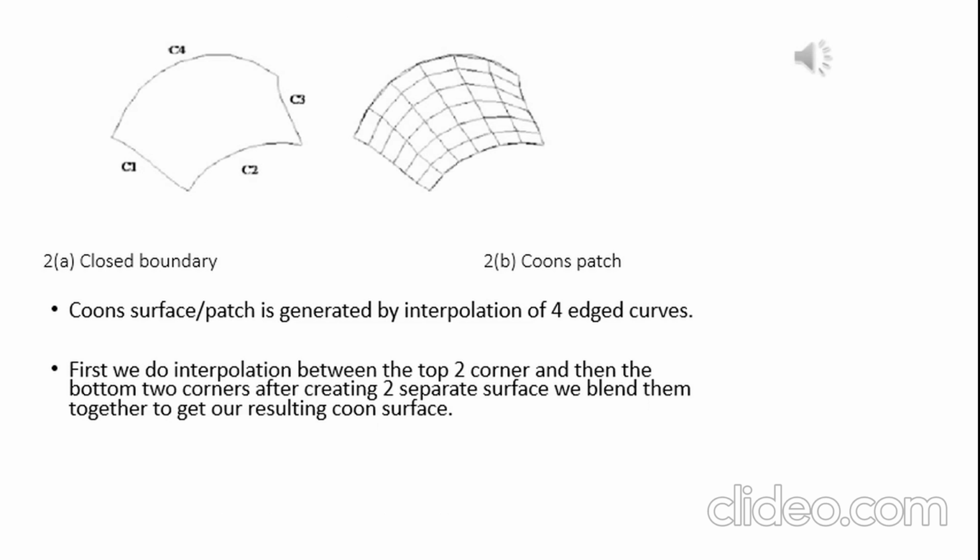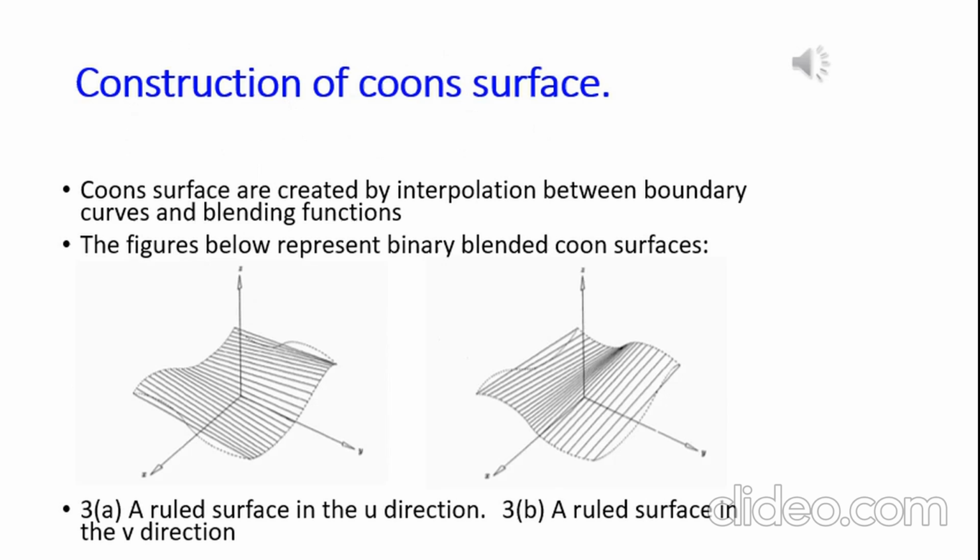As I said in the first slide, a cone surface is generated using the interpolation of the four edge curves, also known as the boundaries of the cone's patch. In the figure above, we can see the closed boundaries of the cone's patch, that is figure A. And the 2D representation of the cone's patch would look like that, the figure 2B. To do the interpolation, first we interpolate between the top two corners and then the bottom two corners. After creating two separate surfaces, we blend them together to get our resulting cone's surface.